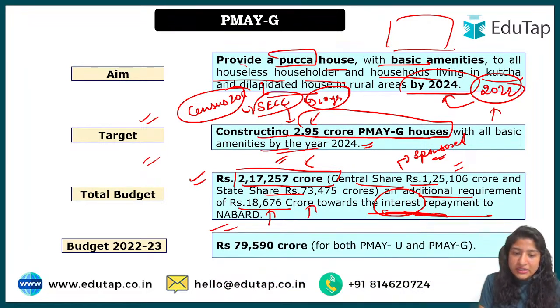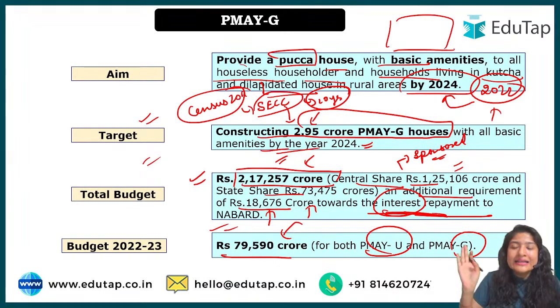And the next budget we have for this particular year is 79,590 crore. Please keep in mind that it is for both urban and Gramin projects. So there are two different schemes running under one umbrella scheme, that is Awas Yojana. One is for Gramin, one is for urban.